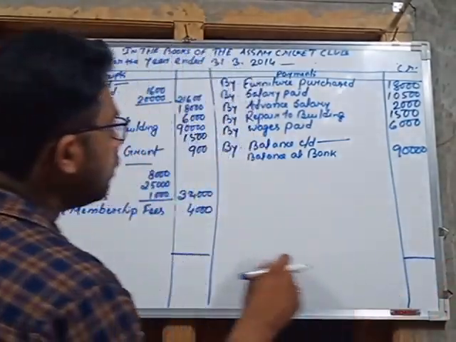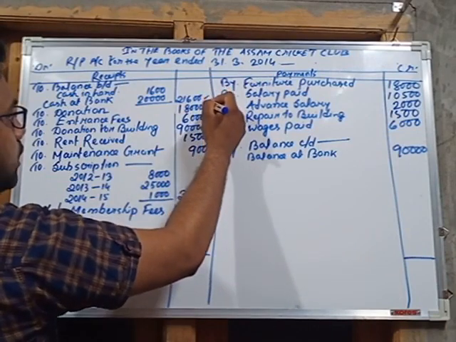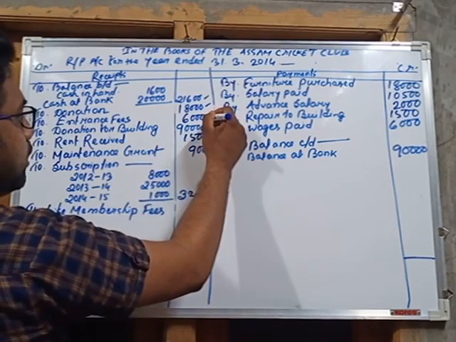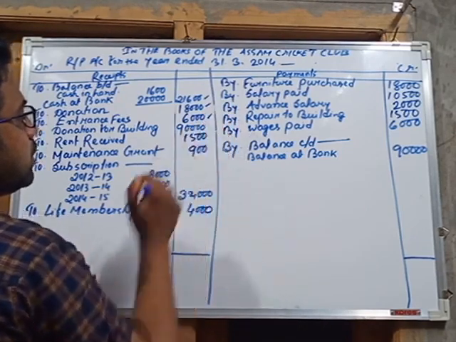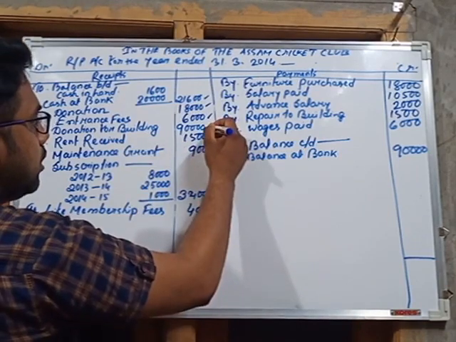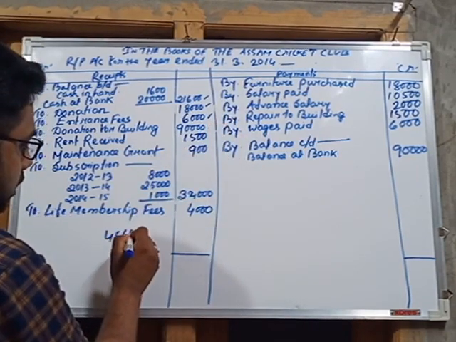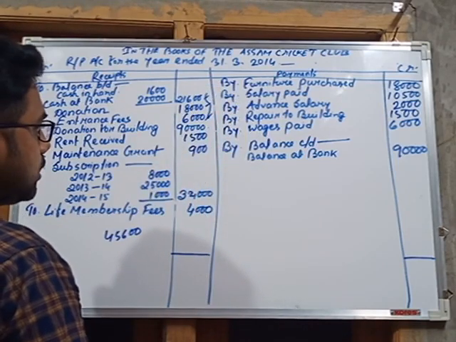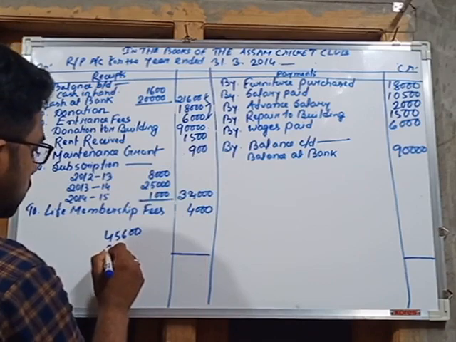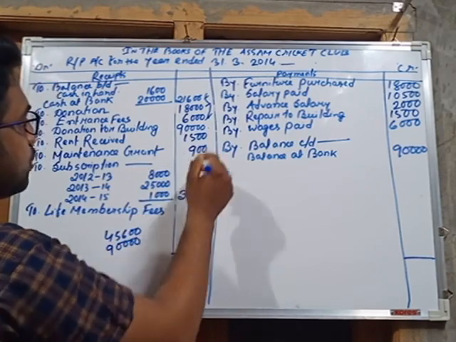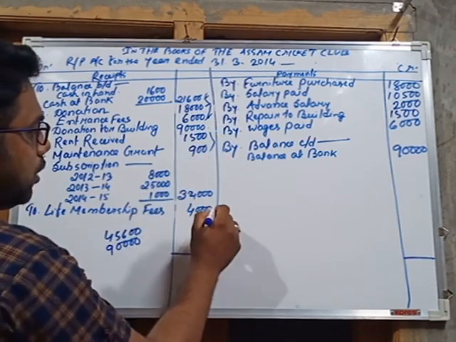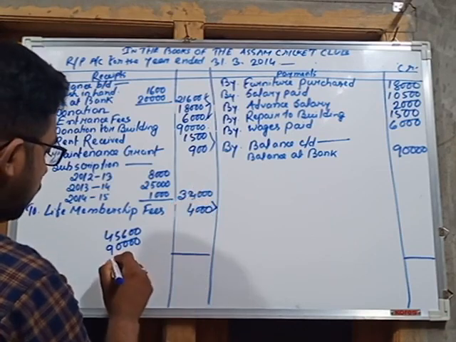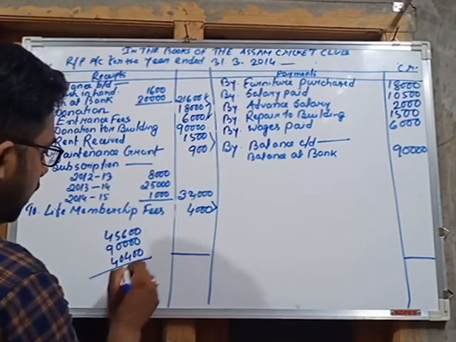The larger one you have to record on both sides. 21,600 plus 18,000 is 39,600. 39,600 plus 6,000 is 45,600. 45,600 is the combination of these three items. 39,600 plus 45,600 plus 90,000. Next one is 2,400, 6,400, 40,400. Now add all the three items.